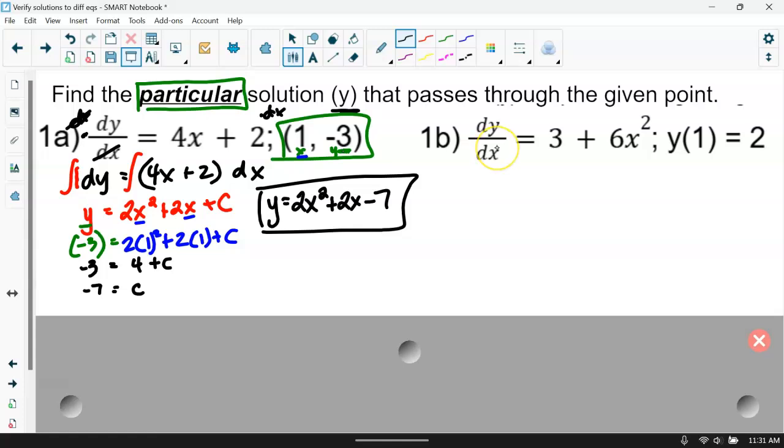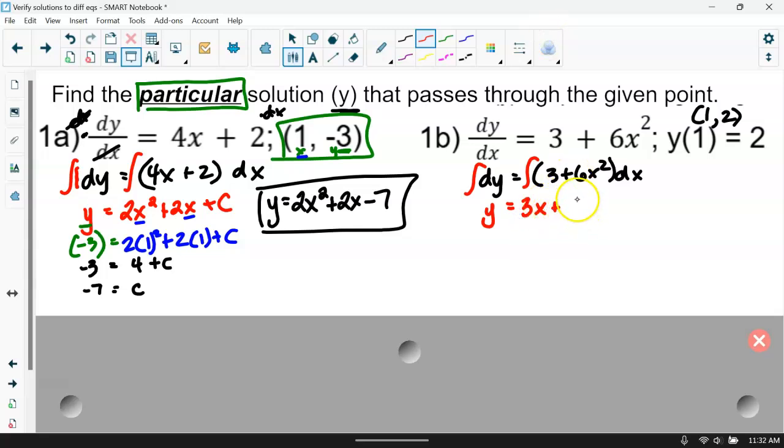So here, let's do this one. Again, we're going to find the particular solution. Notice it's just a different format, but the same thing. This is like saying our y of x, going through the given point (1, 2). So again, we find dy, which is equal to 3 plus 6x squared with respect to x, dx. Again, we find the antiderivative, which is y equal to 3x plus 2x cubed plus c.